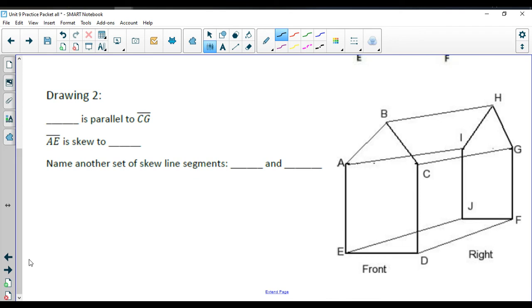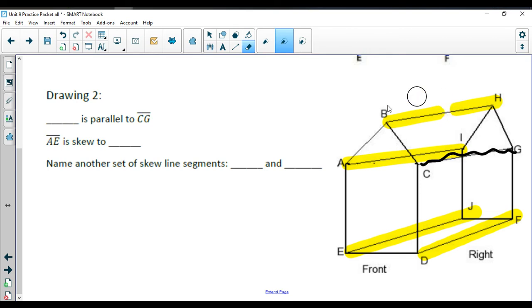In the next drawing, we are looking for something that is parallel to CG. So CG is right here. Lines that would actually be parallel to this would be BH, AI, EJ, or actually DF. Any one of those would be an example for the first one.